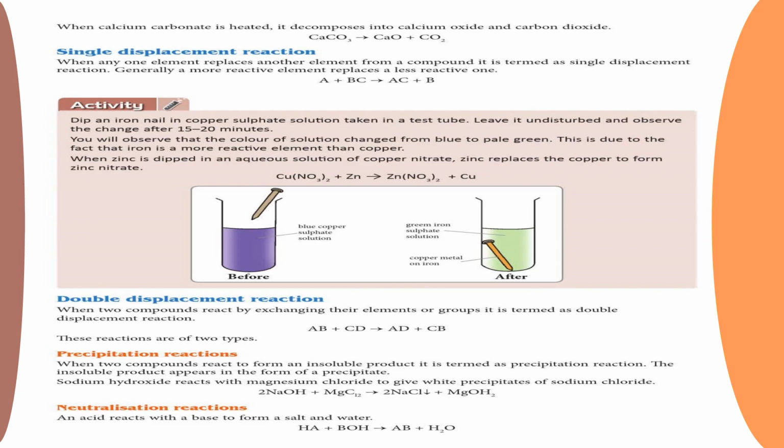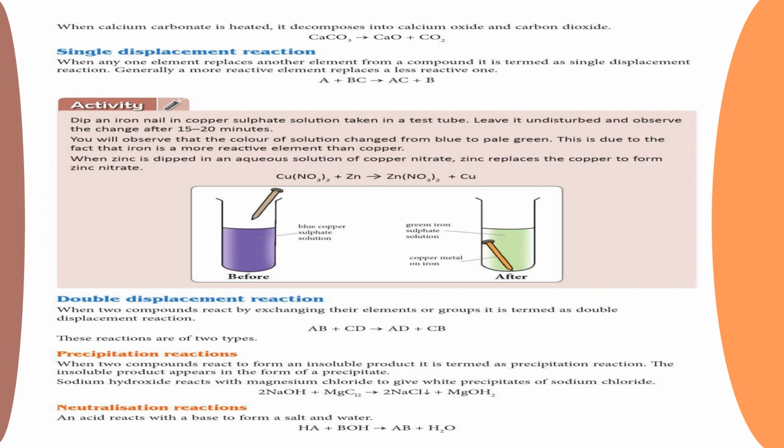That is Fe plus CuSO4 reacts. It will form FeSO4. That means Fe will displace Cu. Because of that displacement, it is called a single displacement reaction.